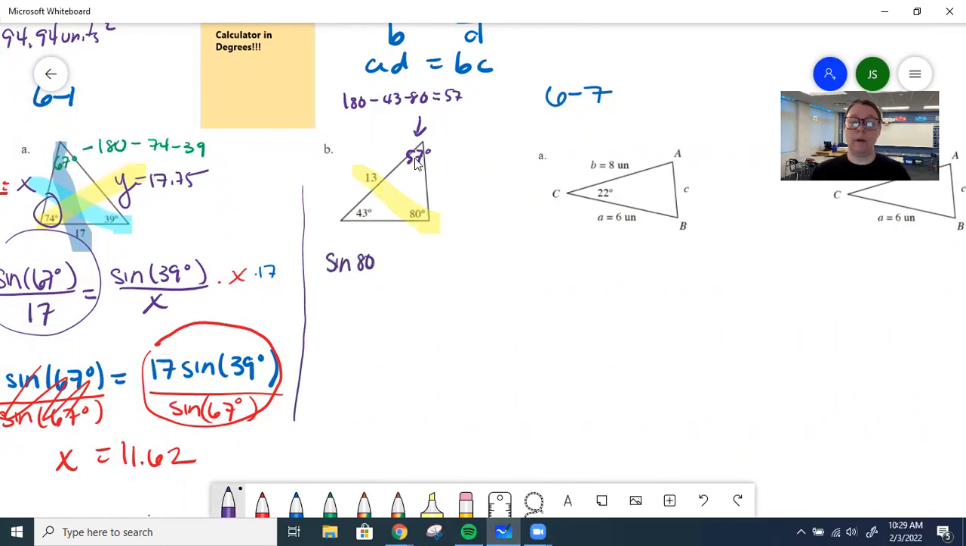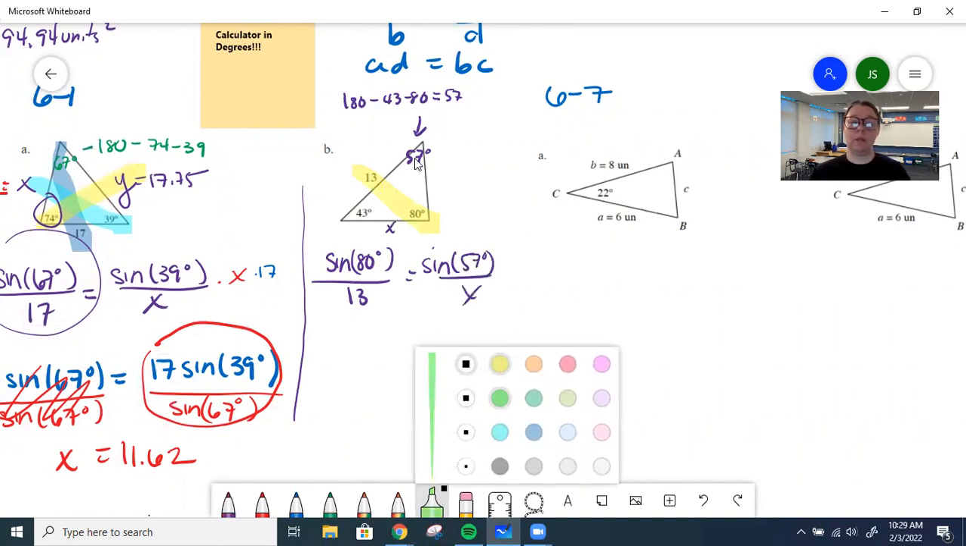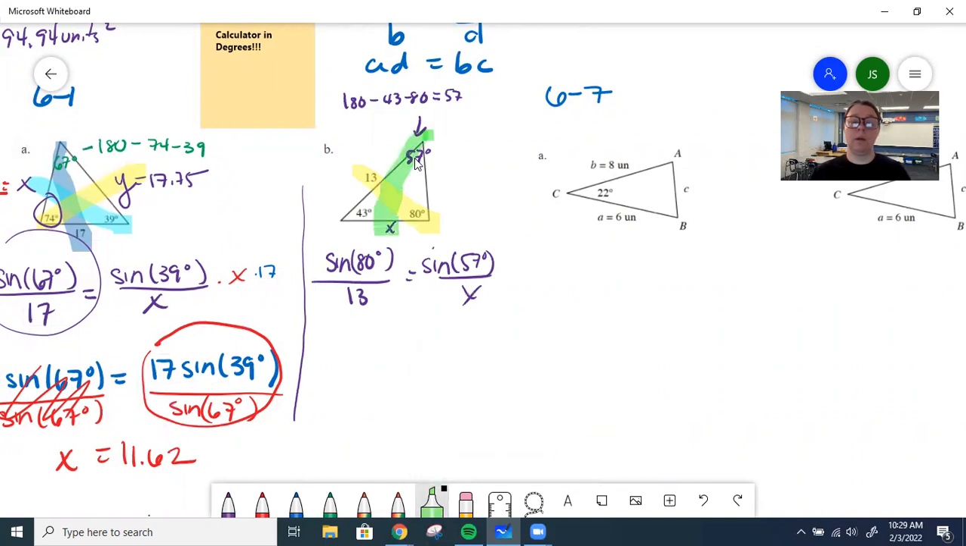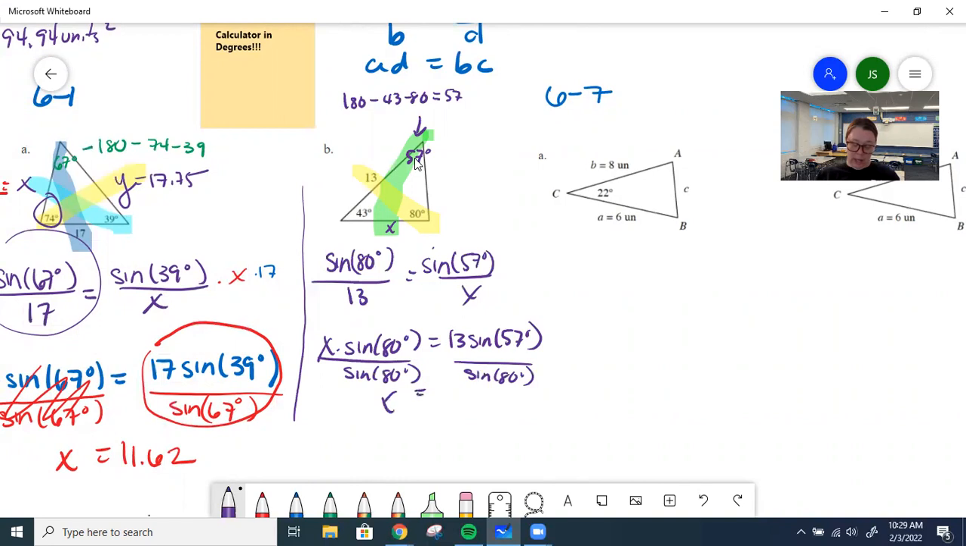So I'm going to do sine of 80 over 13 equals the sine of 57 over x, where I'll call this side x. So that would be this pair right here. And then again, I'm cross multiplying. So x times the sine of 80 equals 13 times the sine of 57. And then I would divide by the sine of 80. And then I would get that x is 11.07. Okay, so this is 11.07.